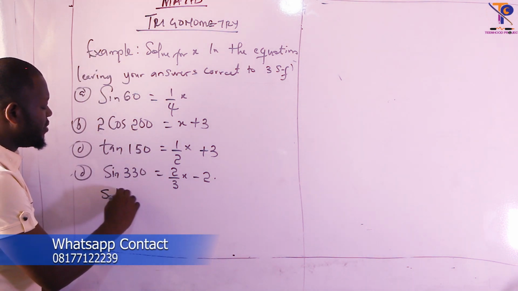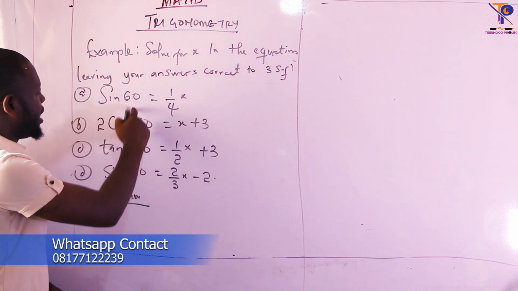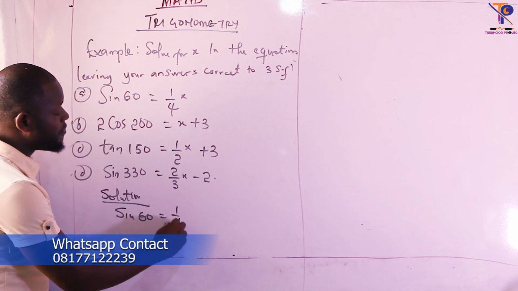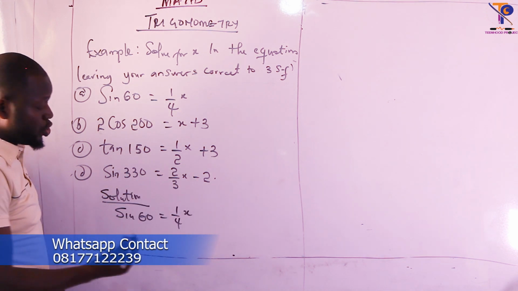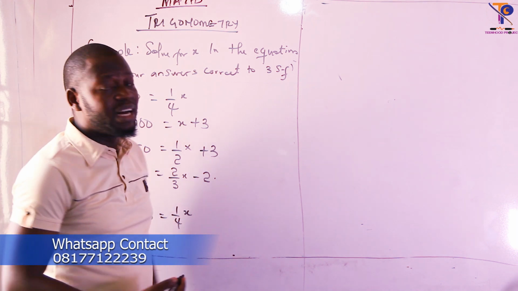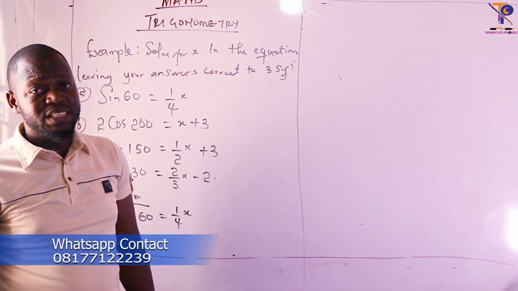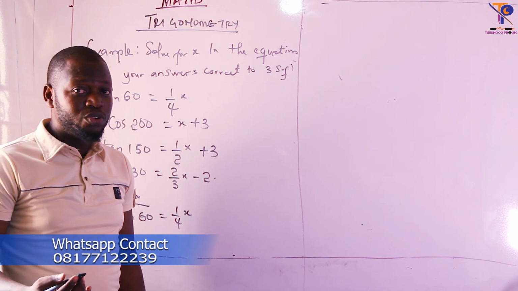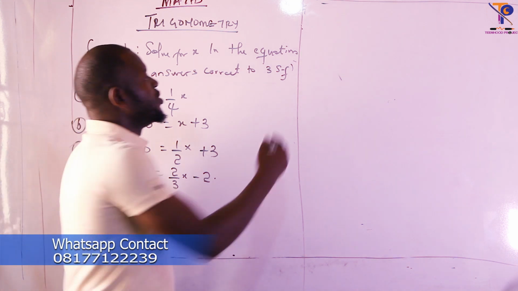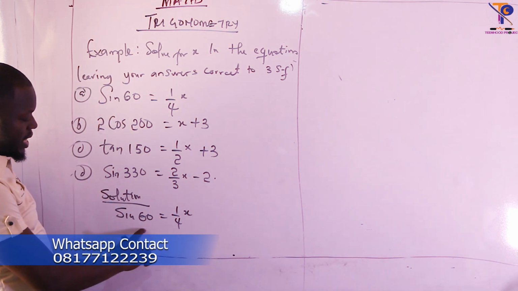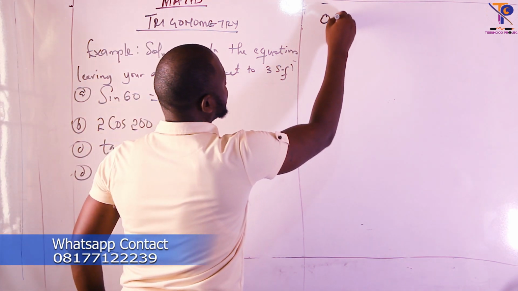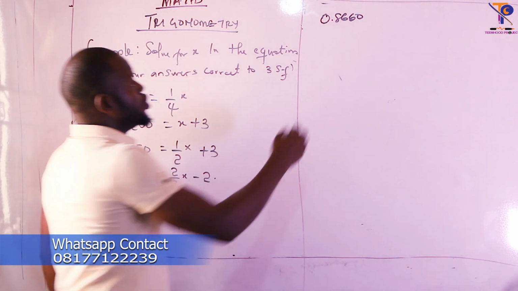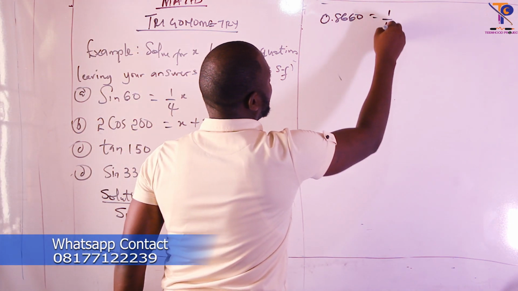So let me see if I can continue my solution here. I have sine 60, which is equal to 1 over 4x. So sine 60 is 0.8660. I think we should use calculator, or do you prefer we use short form? No, let's use calculator. So sine 60 here is equal to 0.8660. Don't forget the same thing as cos 30. So we have equals to 1 over 4x.